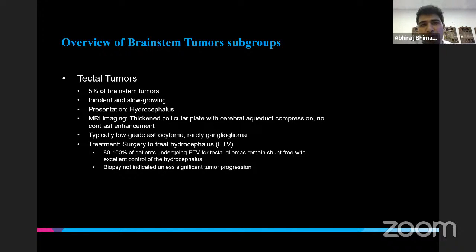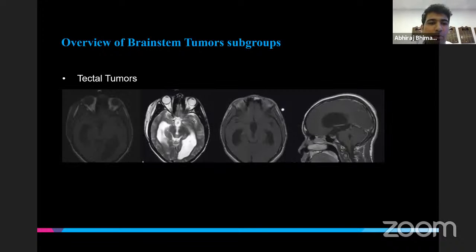And the treatment for these tumors is, obviously, we treat the hydrocephalus first, most of the time through ETV, because there are studies that show that for tectal tumors presenting with hydrocephalus in a kid, 80 to 100% of patients, after undergoing ETV, will remain shunt-free with excellent control of the hydrocephalus. So for these tumors, biopsy is generally not indicated unless there's significant tumor progression, which brings us to our next point after reviewing this MRI.